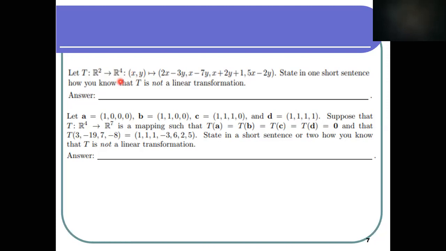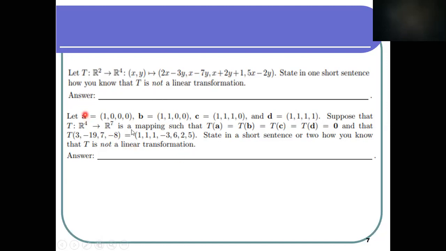Origin of R square, I mean to say (0, 0). So in that case, if I put x is 0 and y is 0, the origin of this, the first term will be 0, the second will also be 0, the third will not be 0, because here we have 1. The fourth is 0. So (0, 0) is mapped to (0, 0, 1, 0). In that case, 0 is not mapped to 0, so we must say the transformation is not a linear transformation.